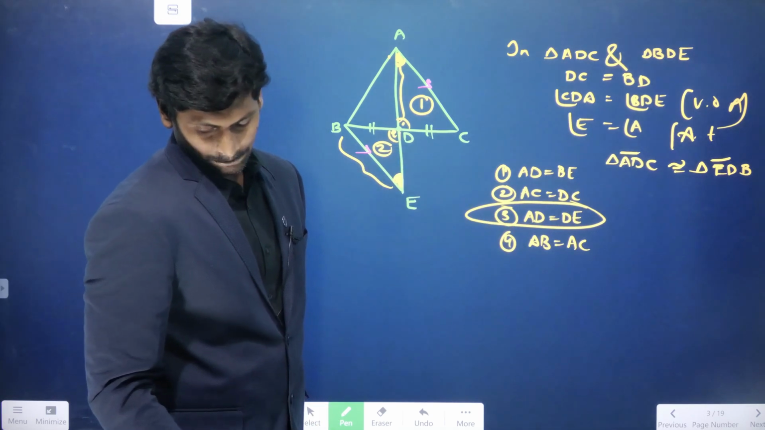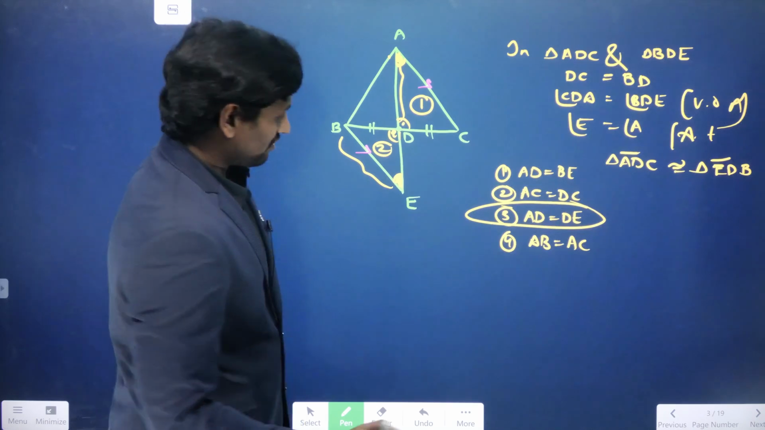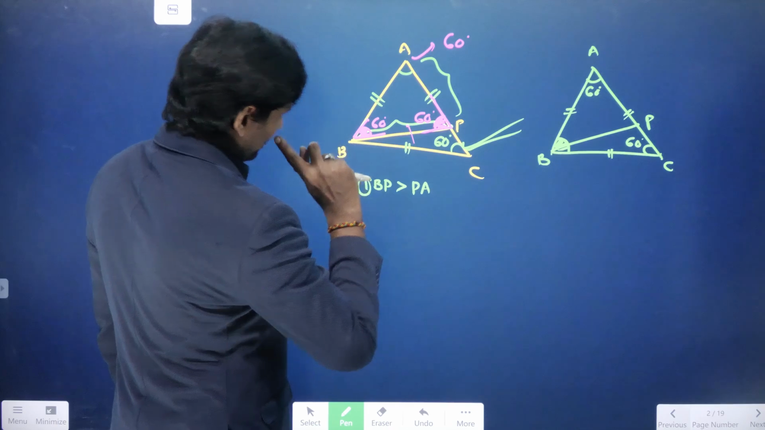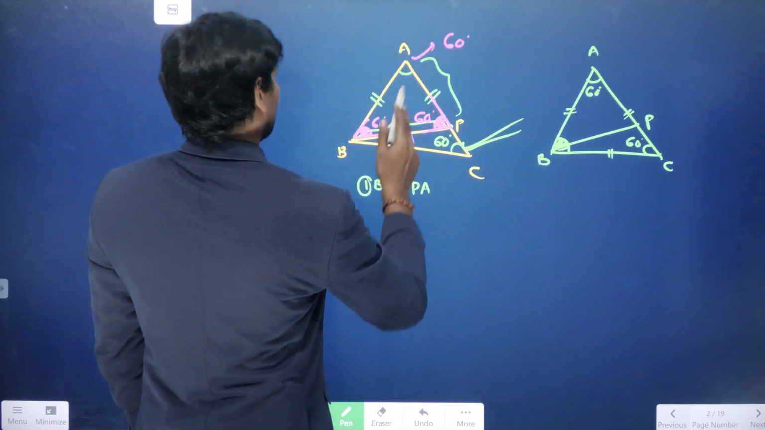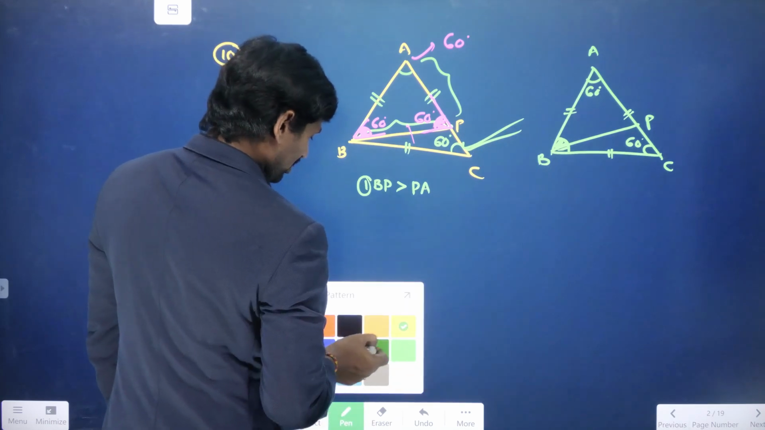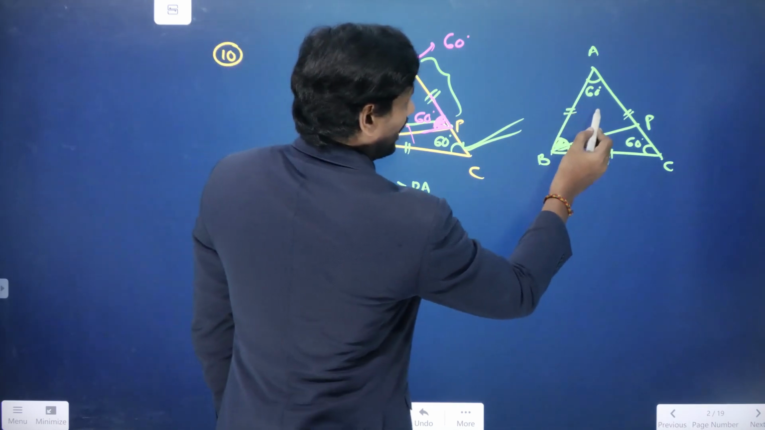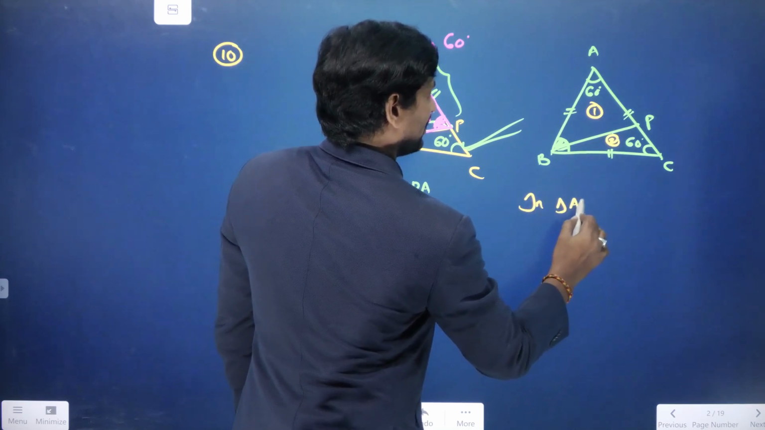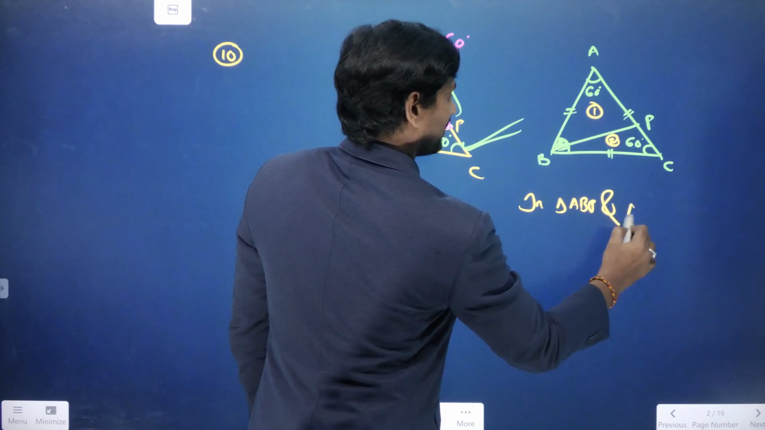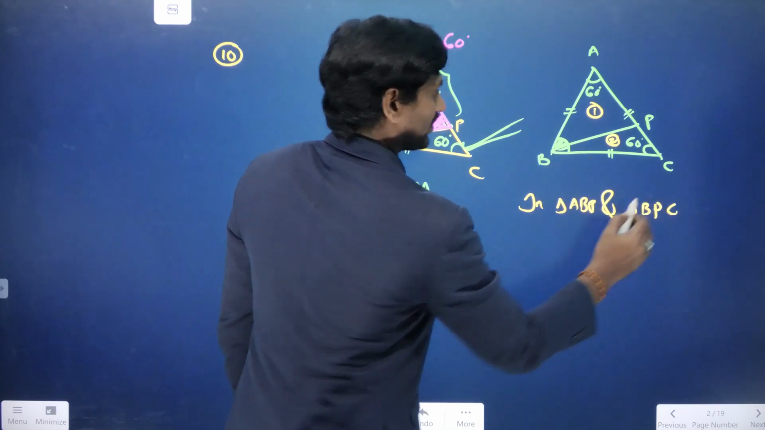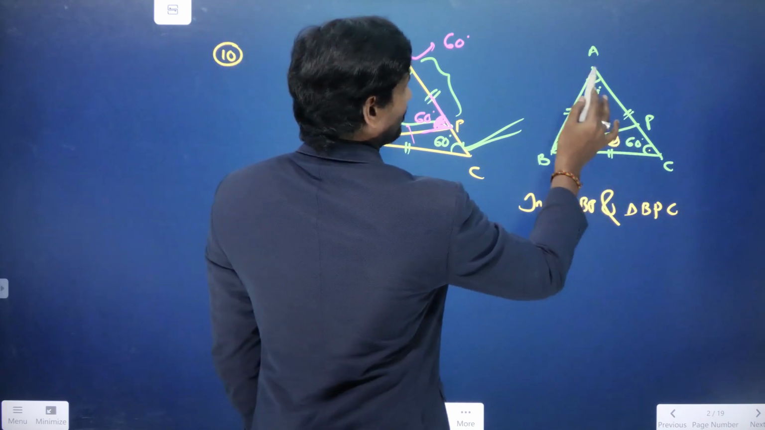Okay, so let us check the previous one also. We'll see whether we get a congruent rule or not. Let me apply the congruent rule. I am taking triangle 1 and triangle 2. In triangle ABP and triangle BPC, if you take two triangles, angle C is equal to angle A.